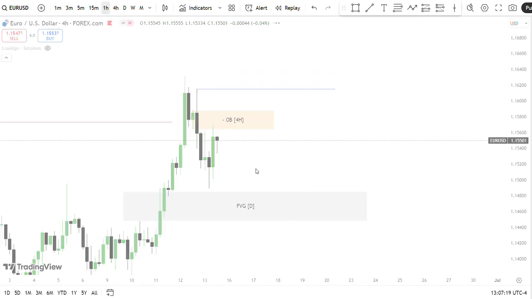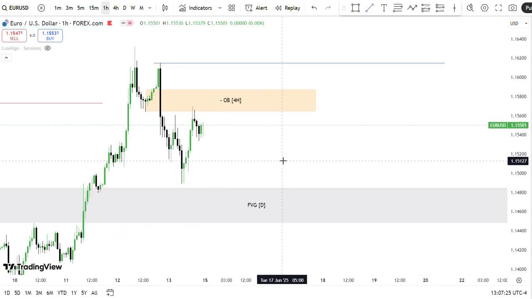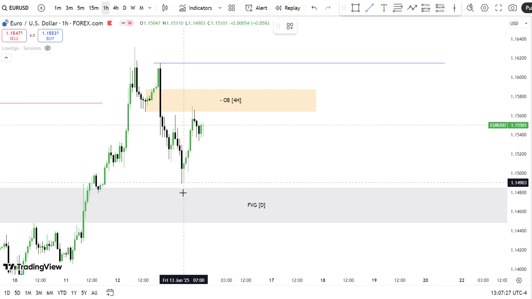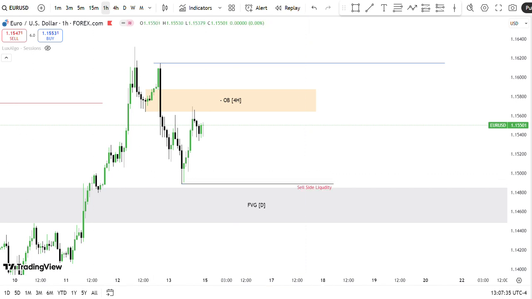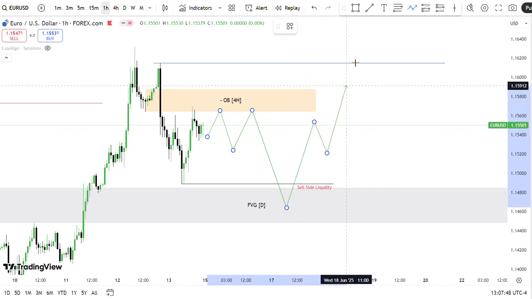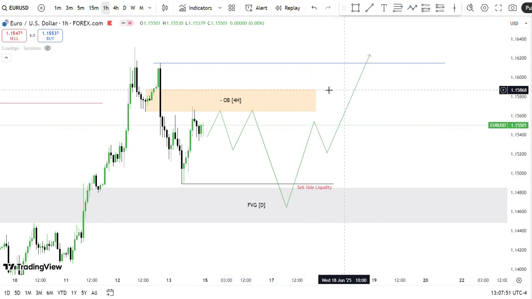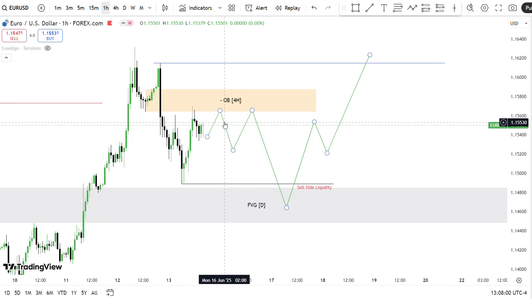We can now see a clear expansion. What I am expecting is, here is a liquidity, a sell side liquidity. We can expect the market to tap this order block, and here is a lot of imbalance. We can expect the market to go down, take this liquidity, and target above. I am expecting the sign of bullish. So I am waiting for Monday to open.